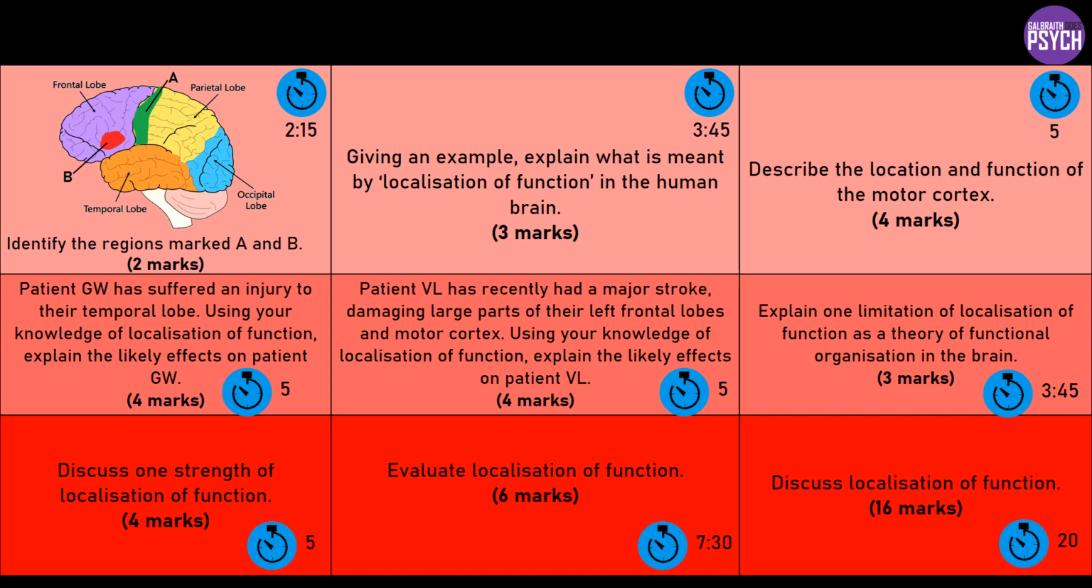Okay, explain one limitation of localization of function for 3 marks. So we want, for 3 marks, for just an explain a limitation, a fairly basic PEEL structure. So, one limitation of localization of function is that it is an oversimplification. Research suggests that lots of regions of the brain work together in a network to produce a behavior, such as the worry circuit for OCD, which contains the orbitofrontal cortex, the caudate nucleus, and the thalamus. So that's my kind of explanation and evidence.